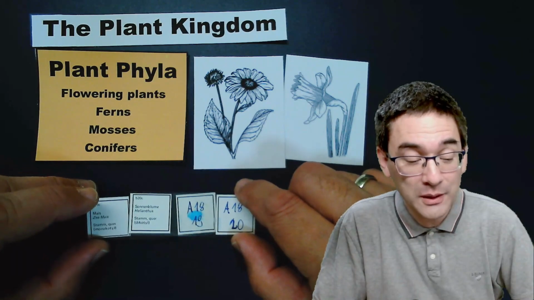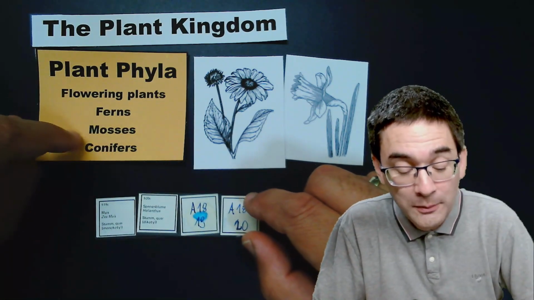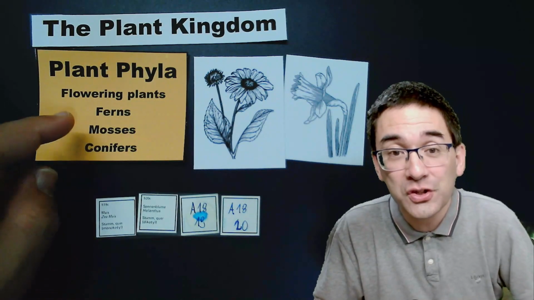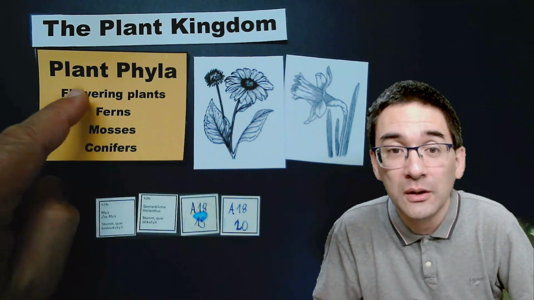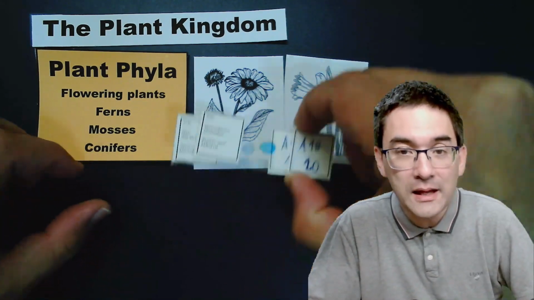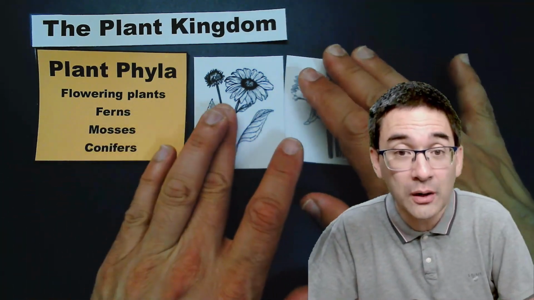So what I'm going to do now is first talk about the mosses and the ferns. I'm going to get those out of the way quickly, and the conifers, so that I can spend the rest of the video mostly on the flowering plants. So let's clean away everything here a little bit. And I want to show you now a moss.